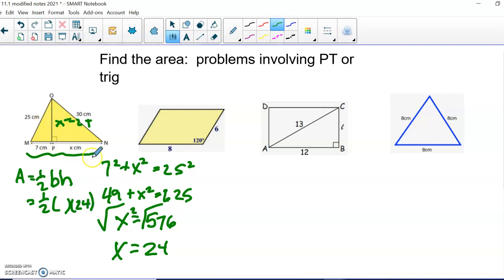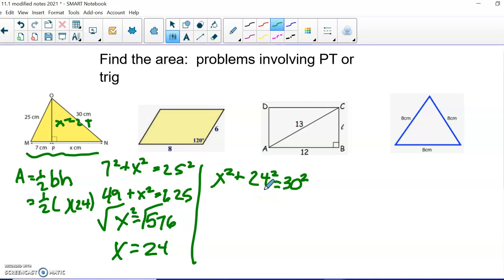So it looks like we're going to have to use Pythagorean theorem again. This time we're missing the part of the base, so I'm going to call that x again. So I'm going to say x squared plus our other leg, in this case is 24, we just calculated that, equals 30 squared.